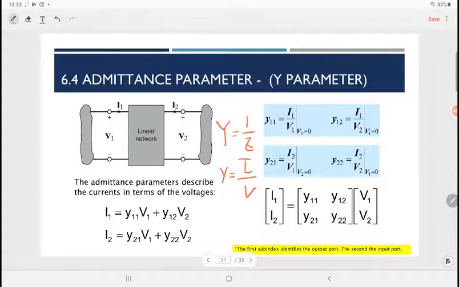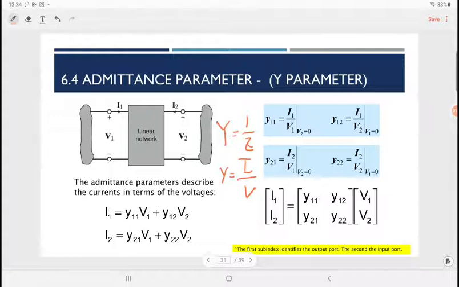So it's similar with the conductance, guys, in the resistive network. We know that conductance is always reciprocal to the resistor. So admittance is always reciprocal to the impedance, right? Therefore, in admittance parameter, we are looking for the value of admittance parameter, which is Y parameter.